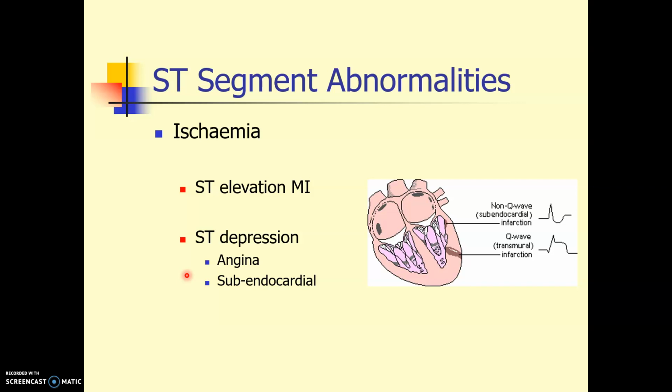In less severe ischemia, we may get a subendocardial infarct because the supply of the heart is from the epicardium into the endocardium. Less severe ischemia tends to affect the endocardium first. In this kind of instance, such as transient ischemia of angina or subendocardial infarct, what we get is ST segment depression or symmetrical T-wave inversion, which we will mention at the end of this talk.